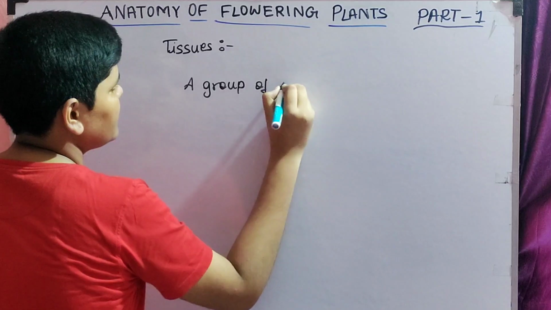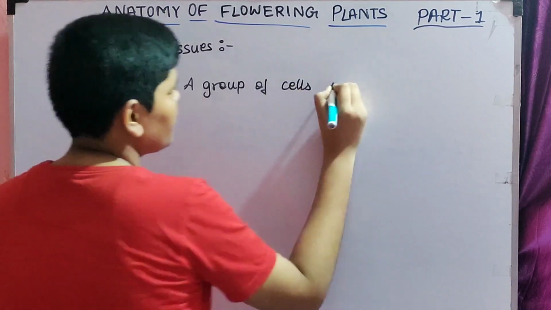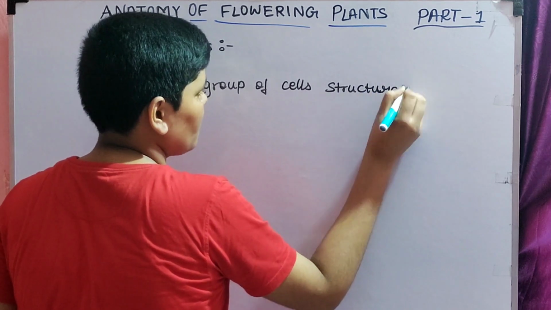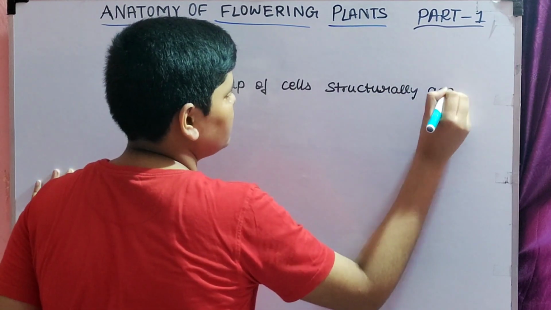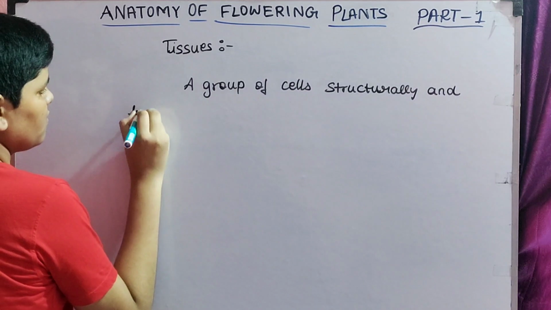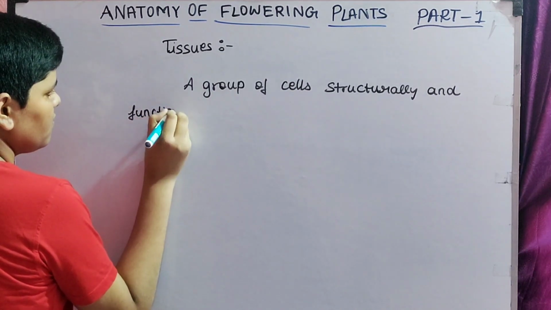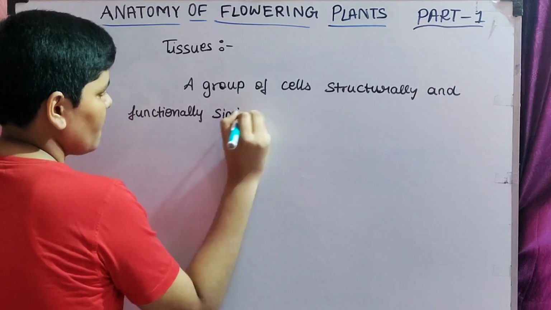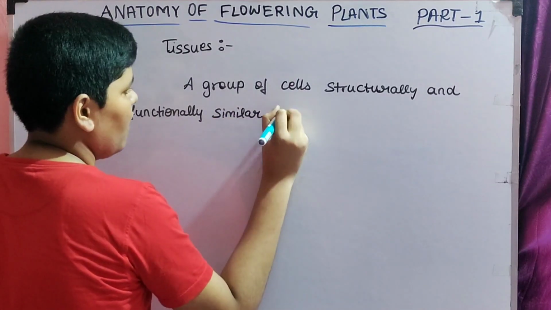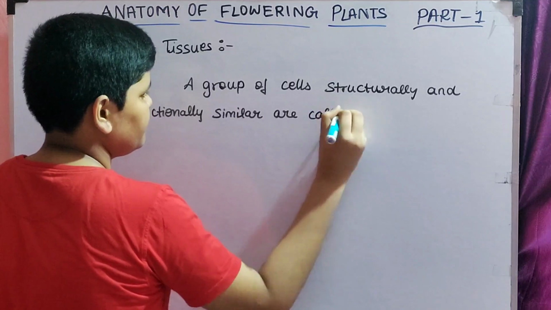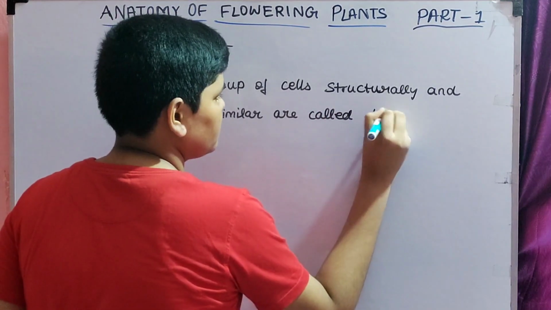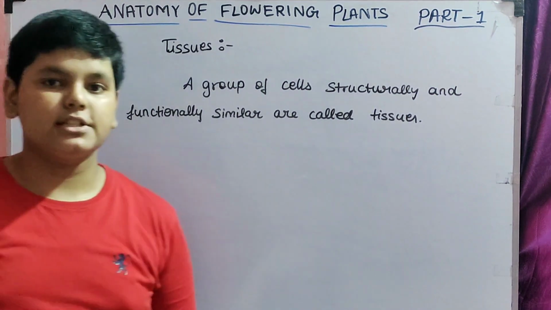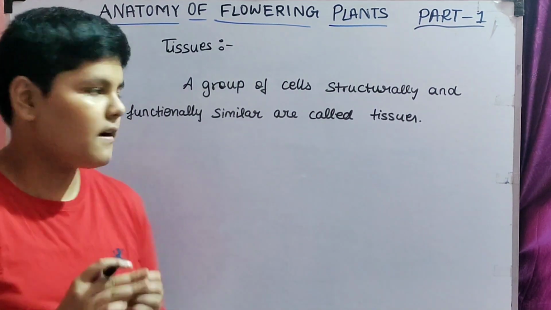A group of cells, structurally and functionally similar, are called tissues. So, a group of cells which are structurally and functionally similar are called tissues.